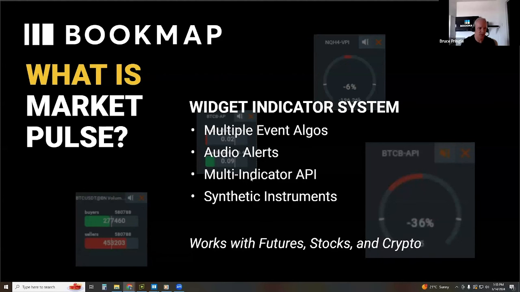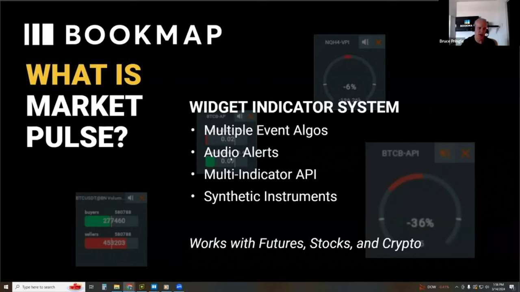It's also possible to get multiple indicators based off of API. So if we have a specific indicator, it might be absorption or sweeps, and we can read that and create a Market Pulse indicator off of another indicator via our API. We call it the broadcast API. You can create synthetic instruments, so not just for one market or one instrument, you can create multiple. You'll also be able to create multiple algos within multiple instruments. So you can see where we're going with this. It's extremely flexible and a really interesting direction for us.